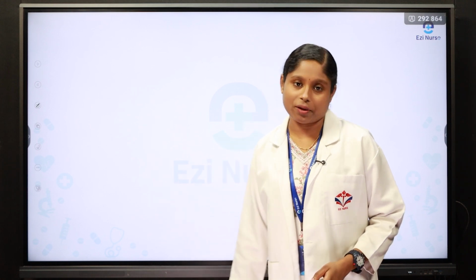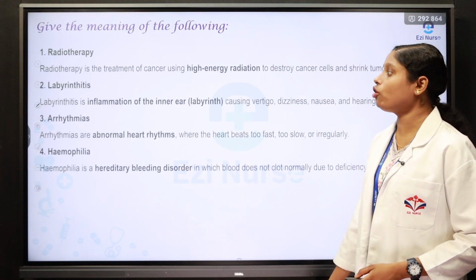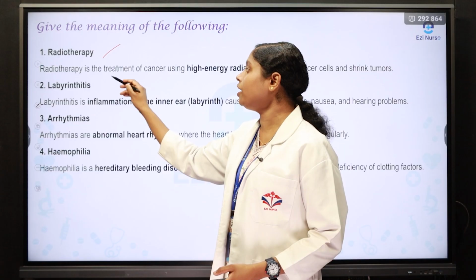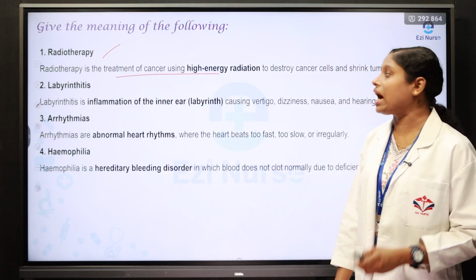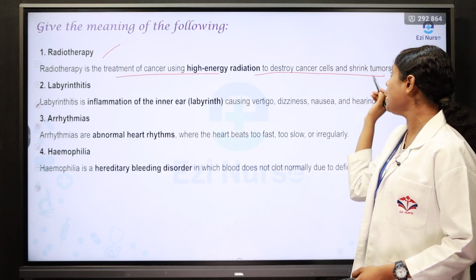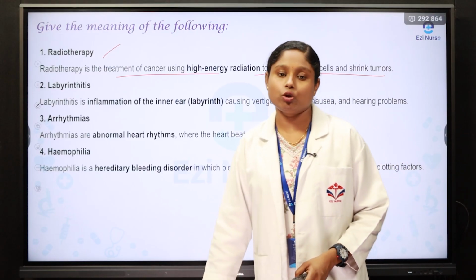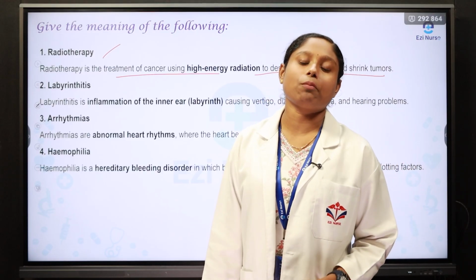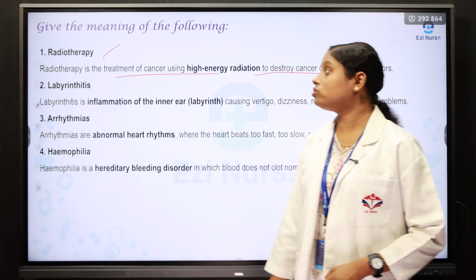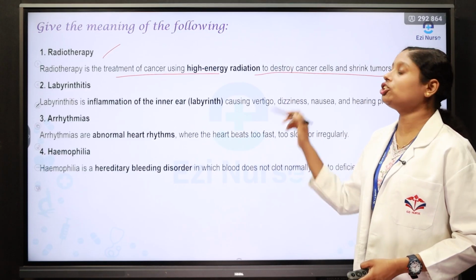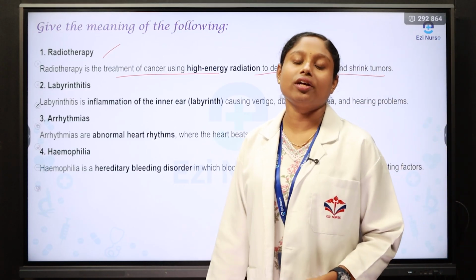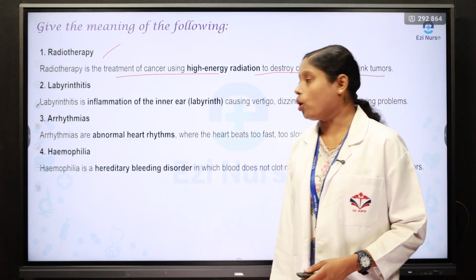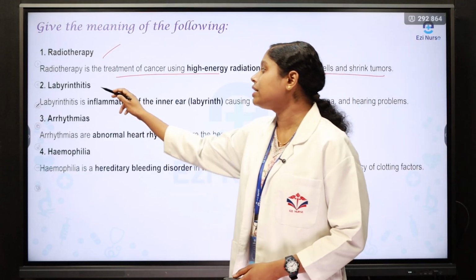Now let's discuss the answers of these particular questions one by one. The first one is give the meaning of the following words. What is radiotherapy? It's a cancer treatment using high energy radiation to destroy the cancer cells and shrink the tumors. So radiotherapy is a type of cancer treatment where we use high energy radiation to destroy cancerous cells or shrink the tumor.